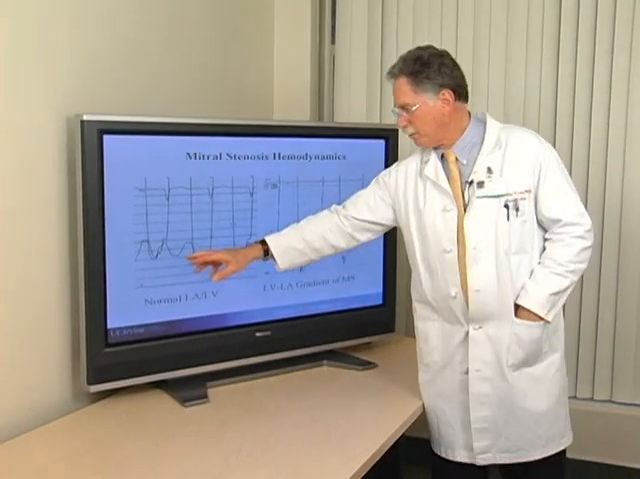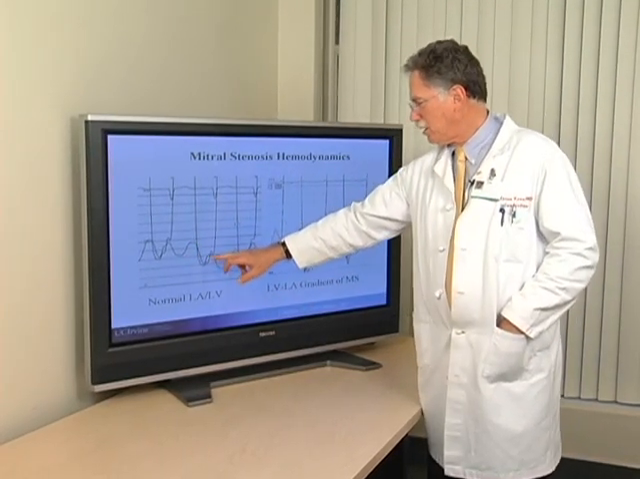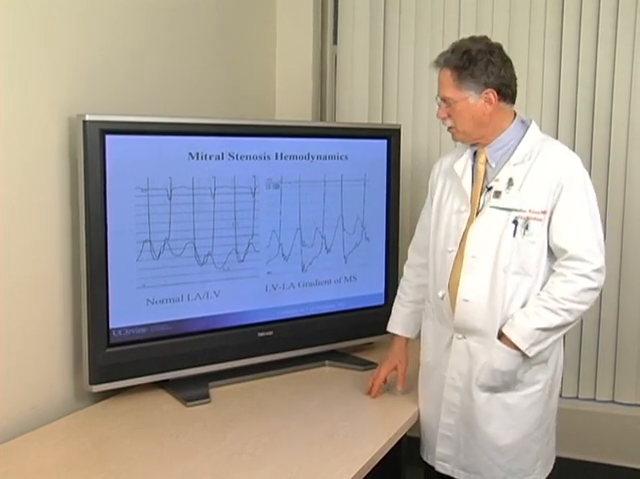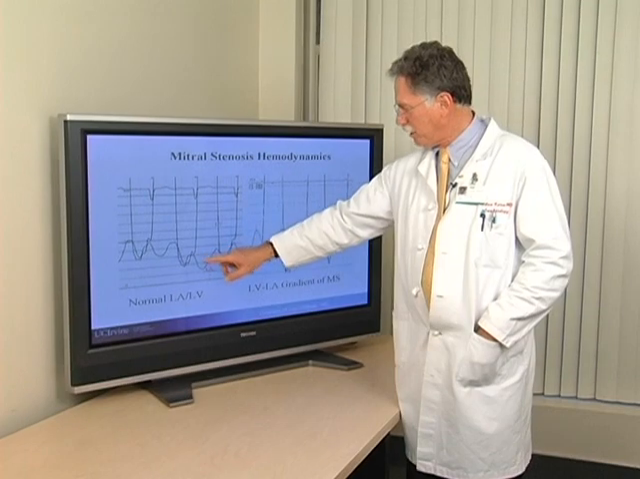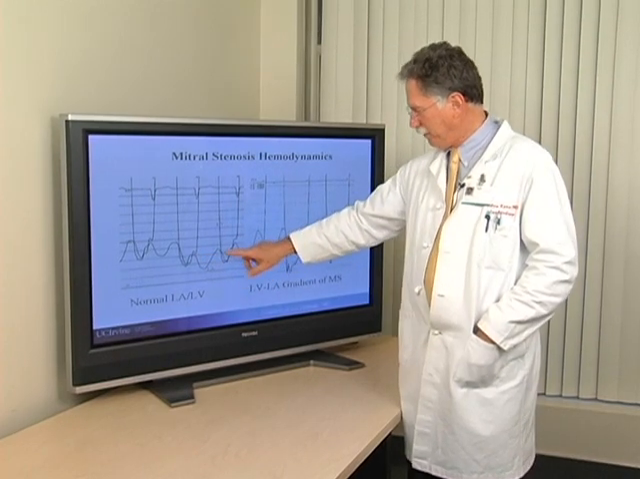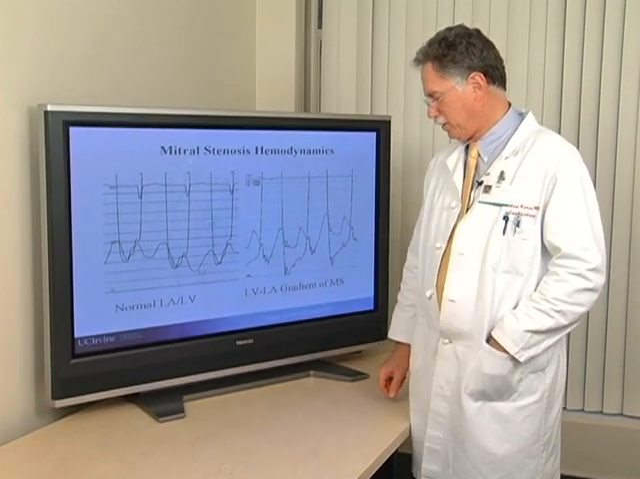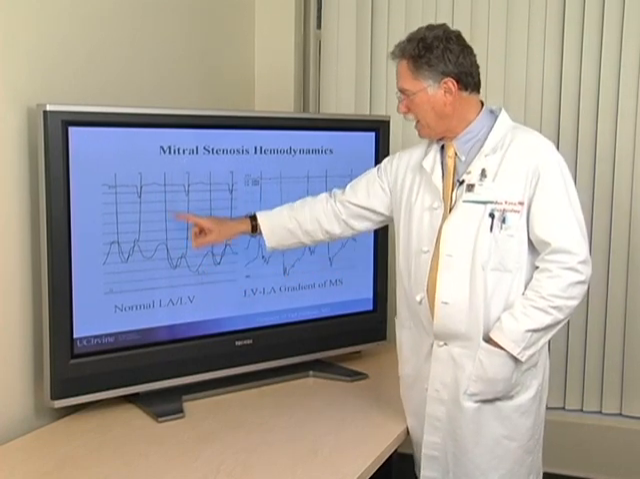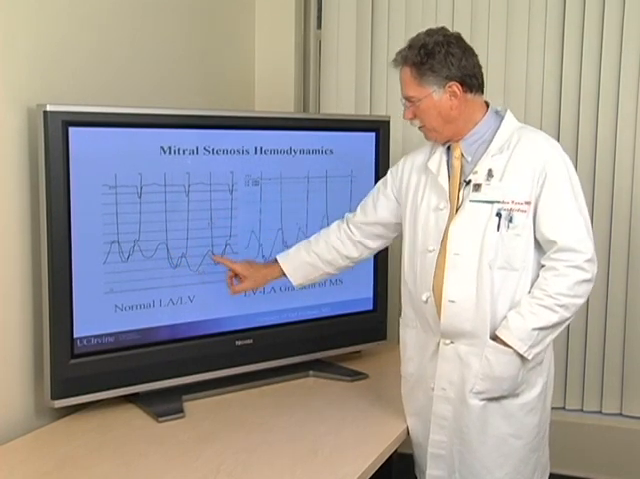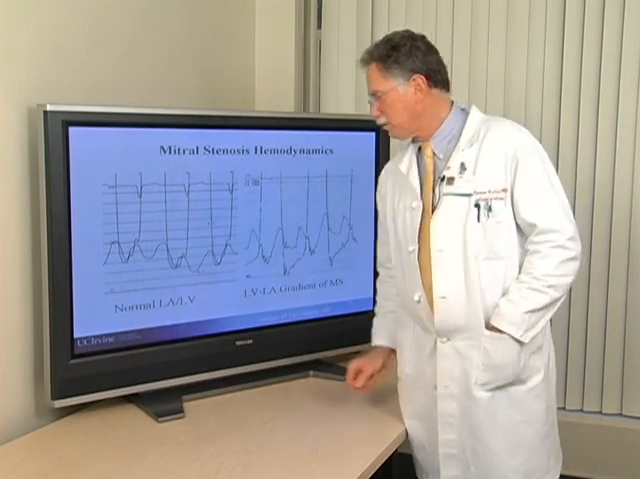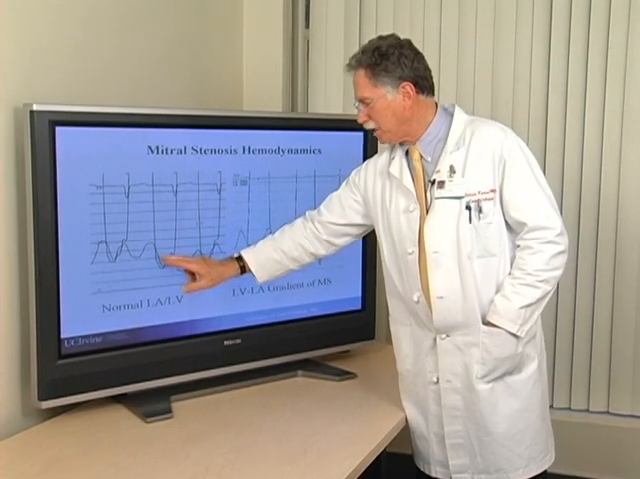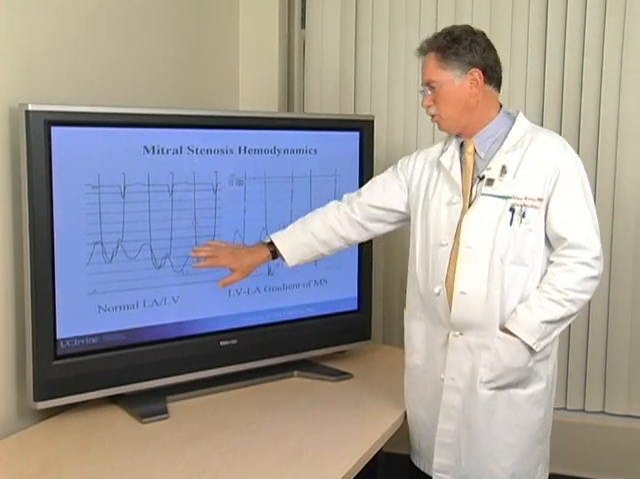So here is the normal left atrial, left ventricular pressure wave relationship. The A wave corresponds to the A wave of the ventricle, the V wave to the V wave. The left ventricular diastolic pressure wave across diastole, which is here, has a very small gradient of no significance except to push blood from the left atrium into the LV. This is normal.